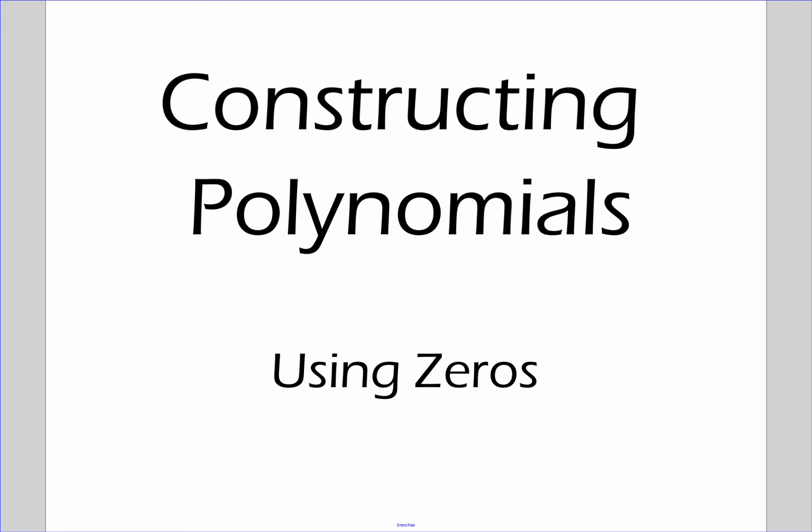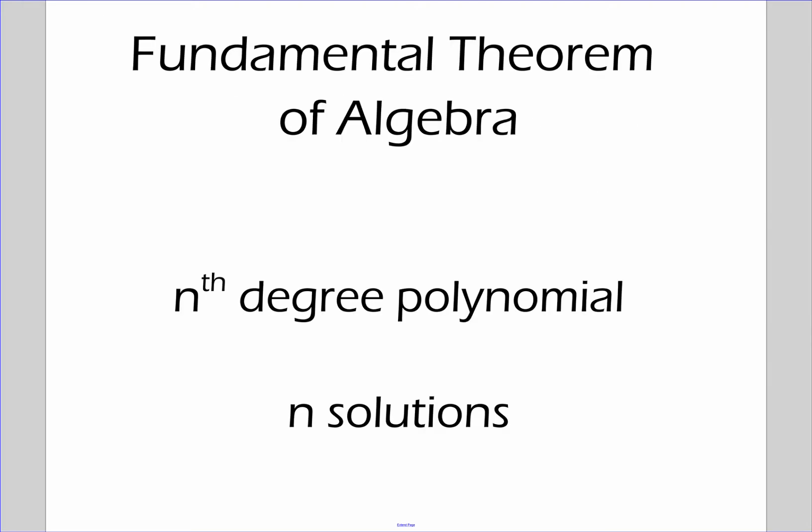Hey everybody, we're here today talking about how to construct polynomials using zeros. We'll start with the fundamental theorem of algebra, which tells us that an nth degree polynomial has n solutions over the complex numbers. That's what we're going to be dealing with. You can restrict it to only the real numbers or integers or whatever numbers you really want, but we're going to look at all the solutions. So in this case, we're looking for all n solutions.